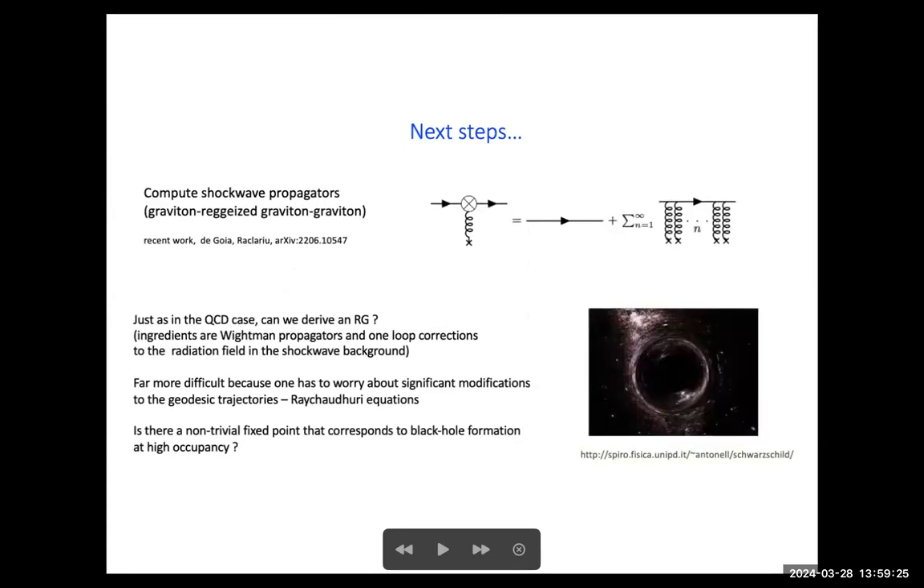And finally, if you compute shockwave propagators on field, so these are so-called Reggeized graviton propagators, and you do the same thing in QCD. You compute these high-order computations, and we need this actually to derive an RG, just like with the scale RG or double RG. The ingredients are the propagators in the background field and loop corrections to the radiation in the shockwave background.